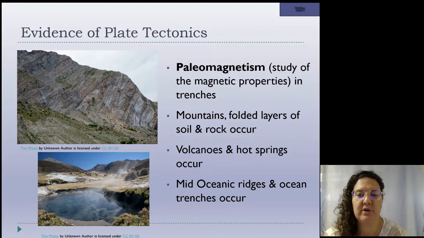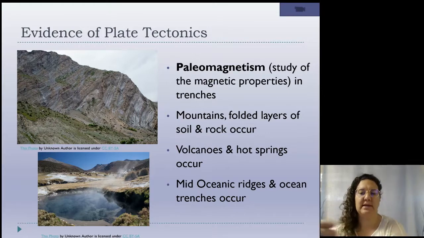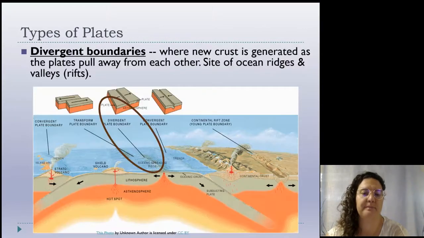Volcanoes and hot springs occur. This gives us a glimpse into the heat that's deep within the Earth's crust. And we have mid-ocean ridges and ocean trenches. So again, because those ocean crusts are thinner, we can see more clearly that separation of a crust, or we can see where two crust plates come together.